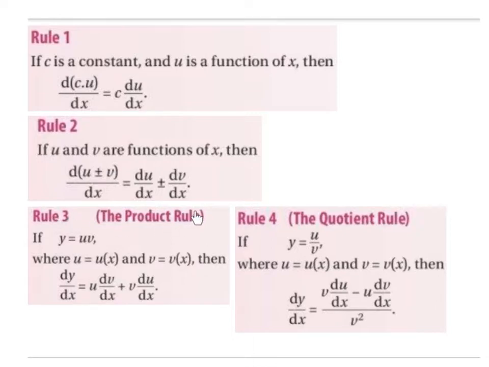Rule 3, the product rule. If y equals u times v, where u equals u of x and v equals v of x, then dy/dx equals u times dv/dx plus v times du/dx. Rule 4, the quotient rule. If y equals u over v, or u divided by v, where u equals u of x and v equals v of x, then dy/dx equals v times du/dx minus u times dv/dx, all over v squared.